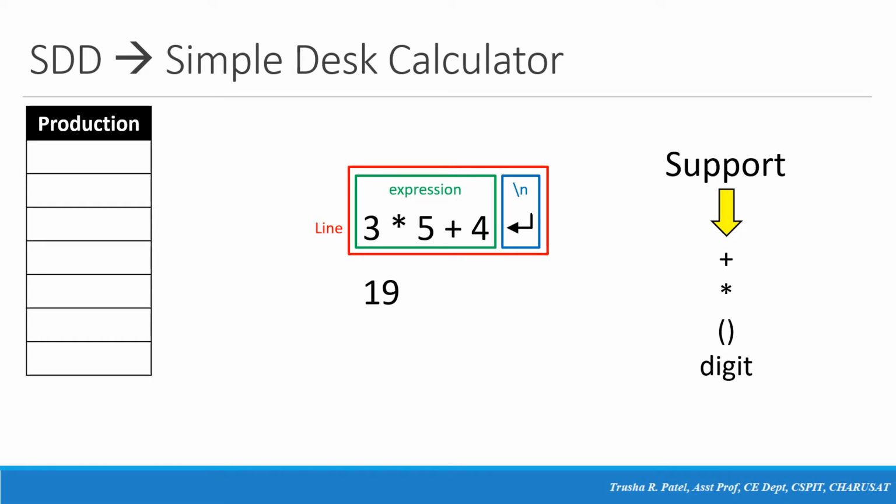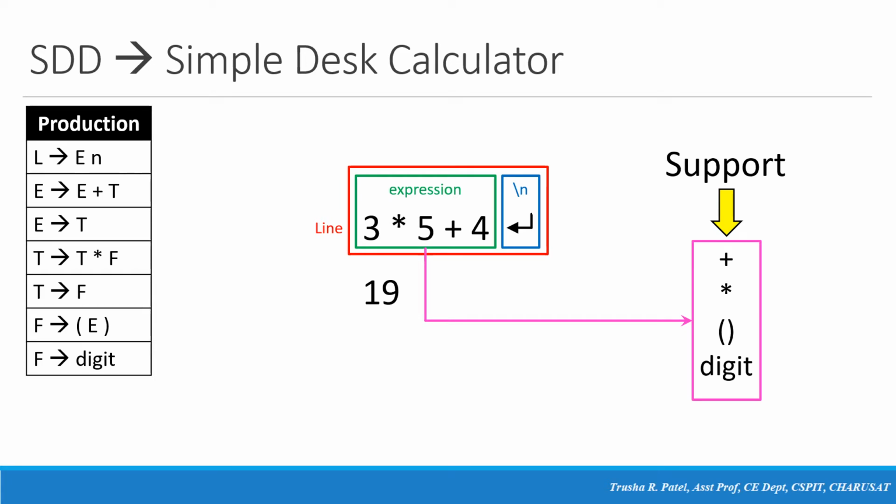So this I can write like L gives EN, where L stands for line, E stands for expression, N stands for newline character. Now this expression will be the combination of plus, multiplication, parenthesis and the digit. For that we can write down the grammar like this, arranging the priorities: digit is the first priority, second priority goes to the parenthesis, third priority goes to the multiplication, and the fourth priority goes to the addition.